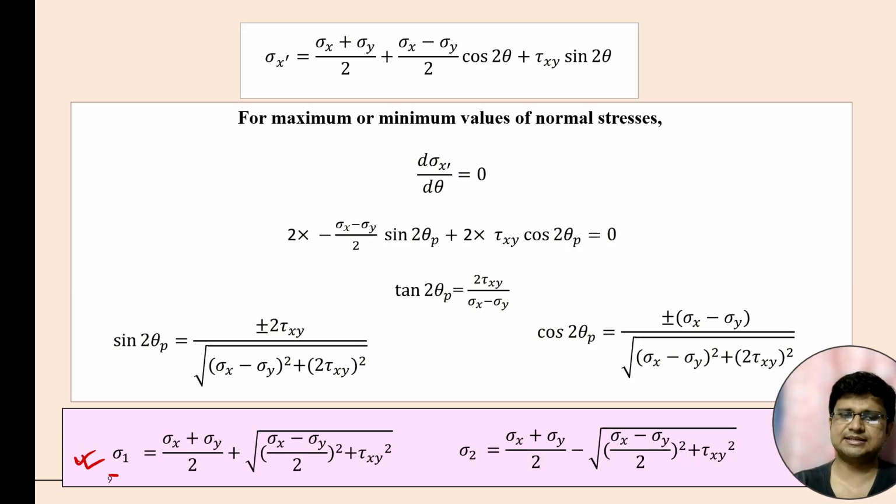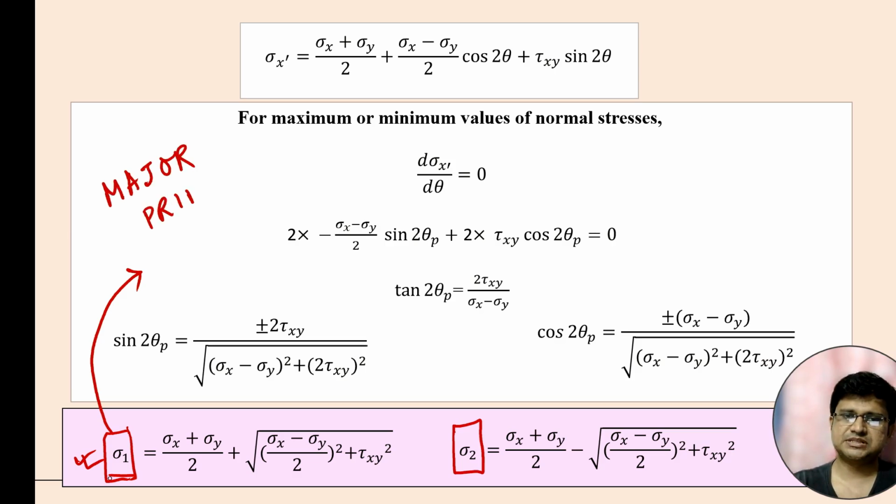So the maximum we call sigma 1 and the minimum we call sigma 2. These two terms are very important. This is known as the major principal stress.